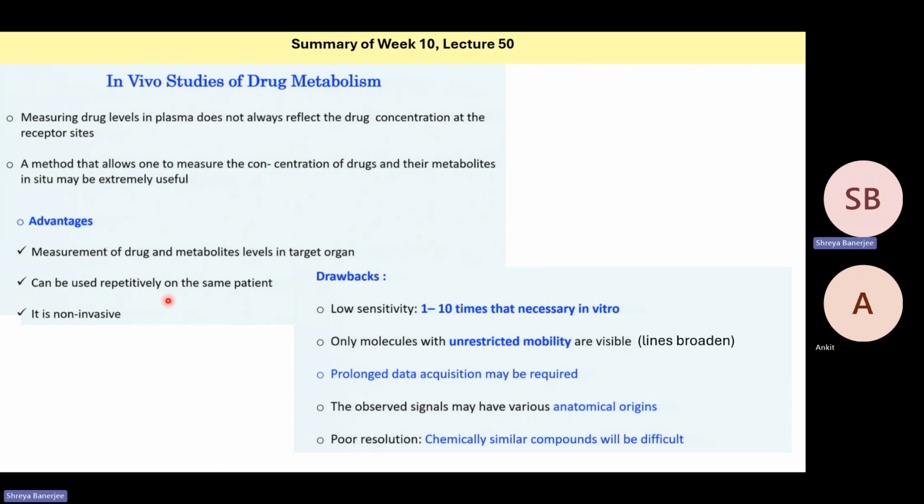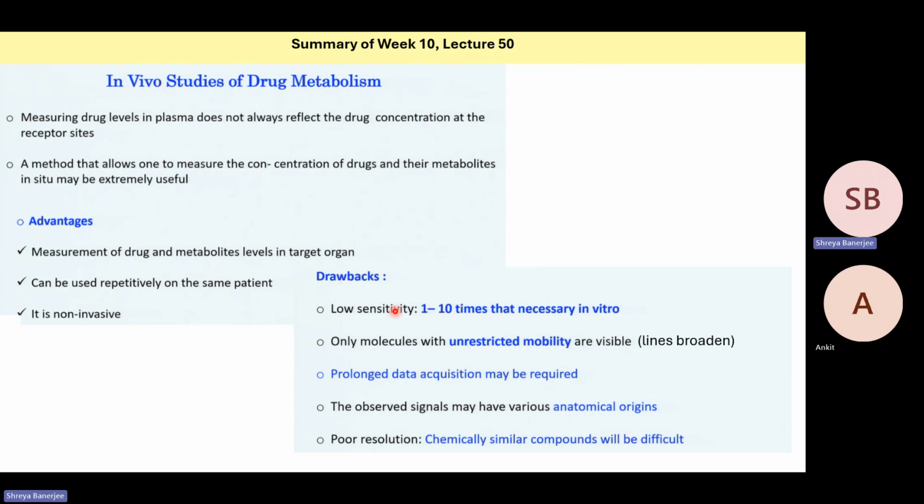Another thing is that you can repetitively use it on the same patient. In vitro, you take out the blood, you study it, and it's done. The sample is wasted. But in vivo, you can repeatedly scan the same patient. And in vivo, obviously, it is non-invasive because you're only applying a low magnetic field, which does not affect the organism.